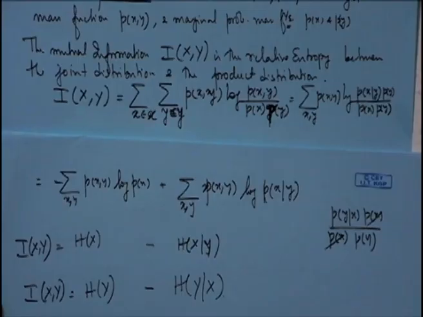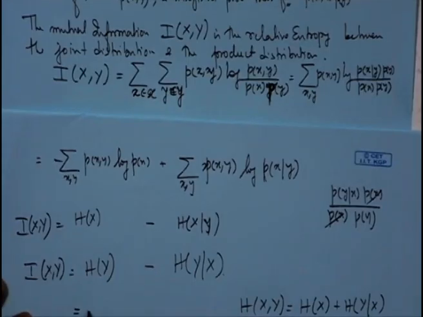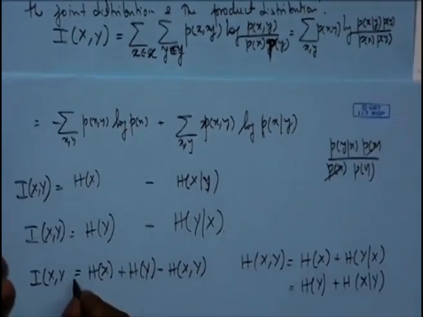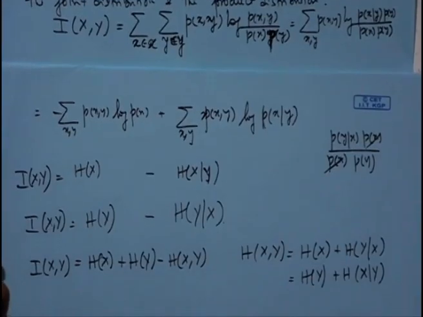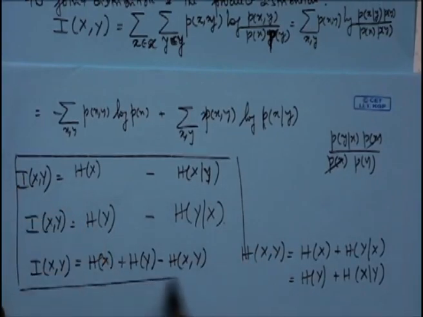These are the definitions that we can follow. If we go by the chain rule, the chain rule tells us h of x y is equal to h of x plus h of y given x, or you could also write it as h of y plus h of x given y. So this you could write as h x plus h y minus h of x y. So these are the three descriptions of mutual information.